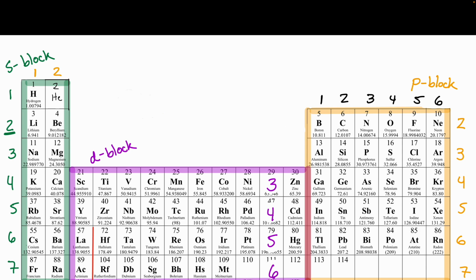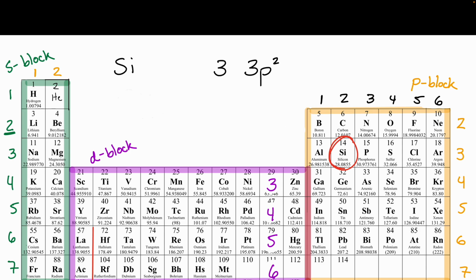All right, so where does silicon live on our periodic table? What block? The p block. And which row is it in? The 3p row. So the last orbital in its electron configuration is 3p. All right, and then how many electrons live in that 3p orbital? 2.